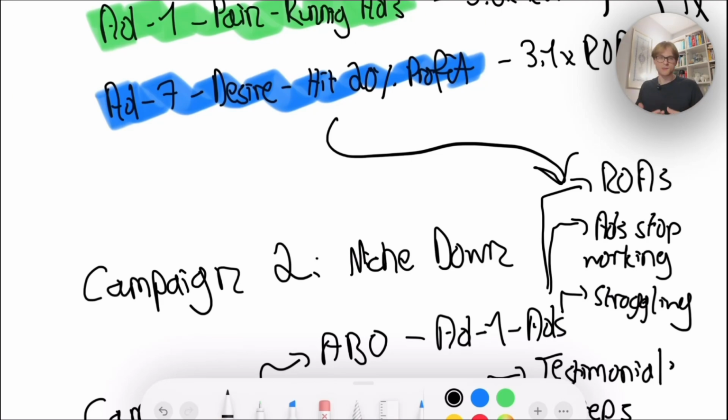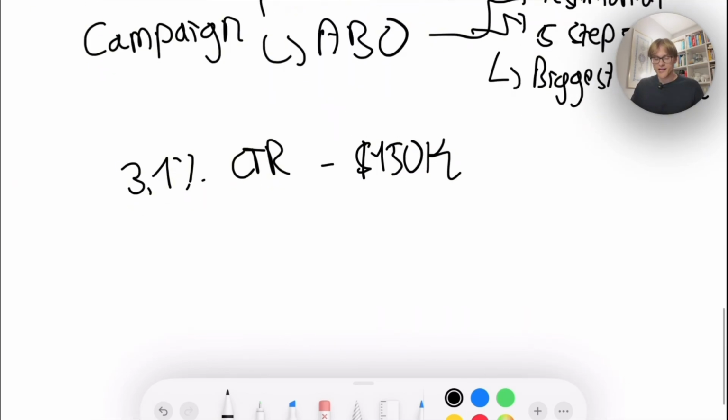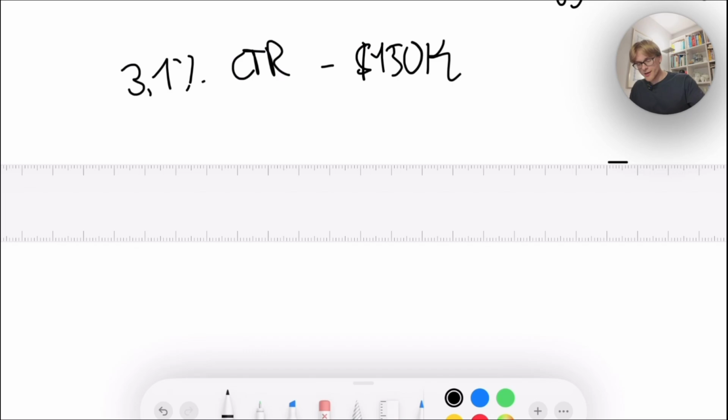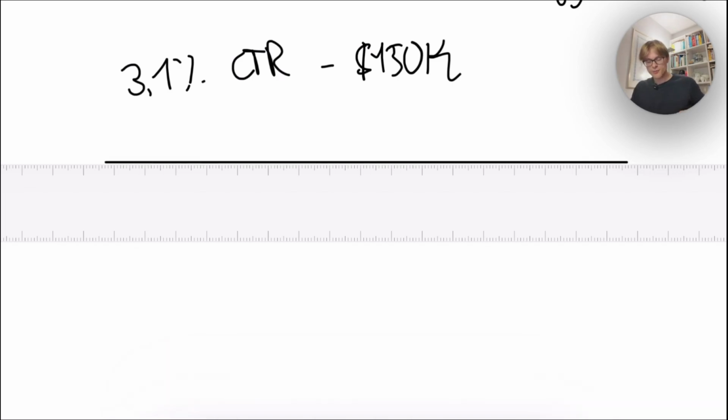You're just going to have lower CPMs. You're going to have other ads, other winners in there. And yeah, that's basically campaign number 2. So doubling down on the winners. And then what you want to do is campaign number 3.